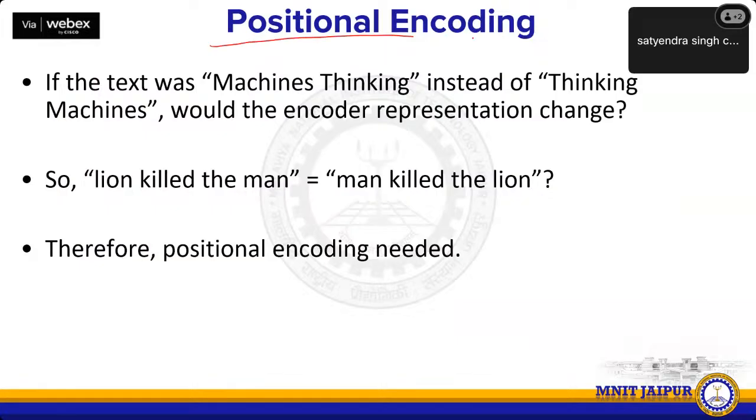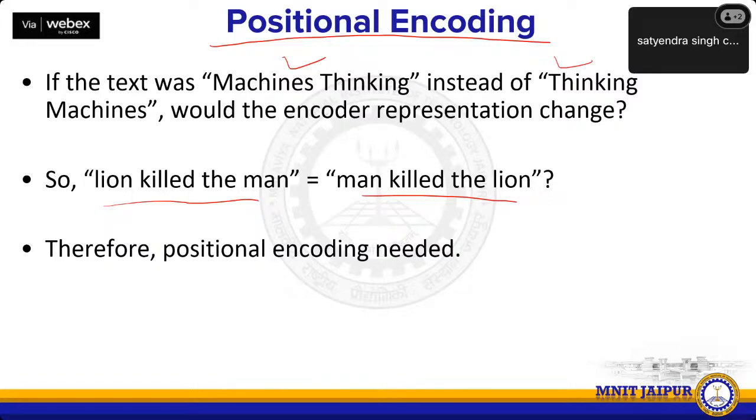So the idea of adding positional encoding is to add position awareness in the data, so that if the text was machine thinking instead of thinking machine, the encoding should be different. For example, lion killed the man or man killed the lion should be encoded differently. So for each position i in the sequence, we compute a vector where each dimension j is a function of i.